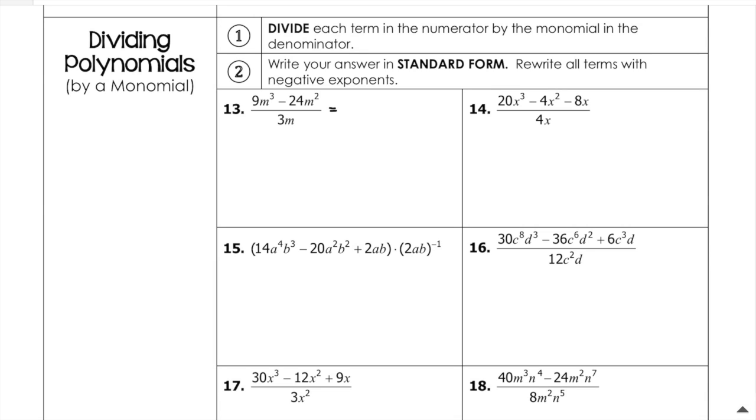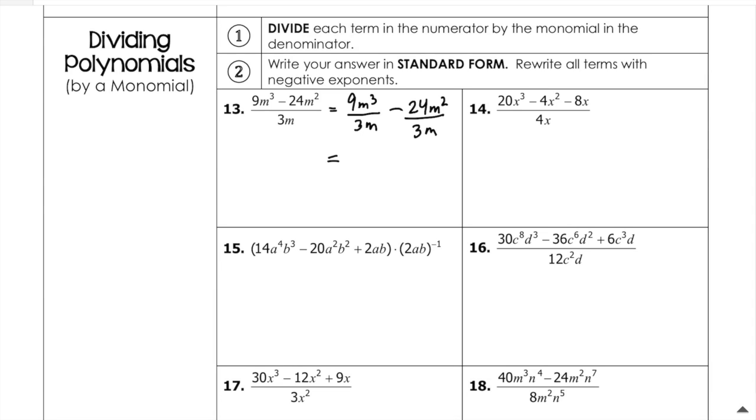If you're a little bit stronger with division, you can just go straight. That's totally fine with me. So I'm going to write this out piece by piece to help you guys see this visually. So I have 9m to the third, and we are dividing him by 3m, minus 24m to the second divided by 3m.